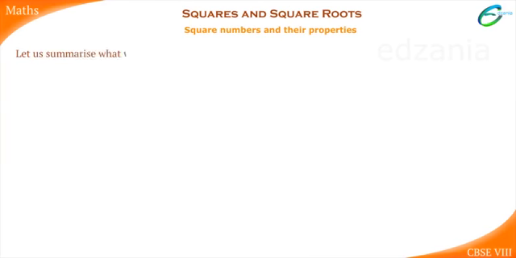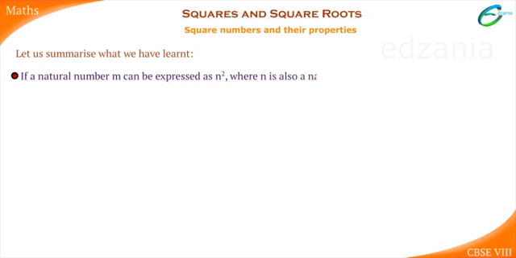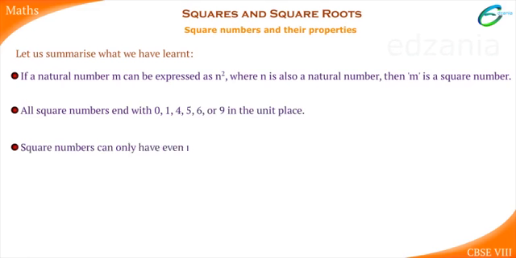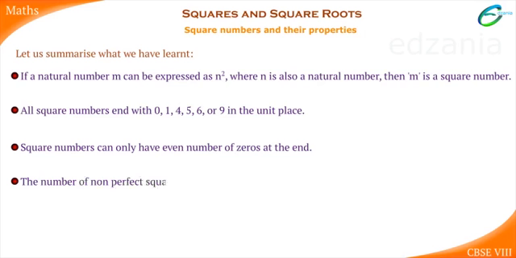Let us summarize what we have learned. If a natural number m can be expressed as n square, where n is also a natural number, then m is a square number. All square numbers end with 0, 1, 4, 5, 6, or 9 in the units place. Square numbers can only have an even number of zeros at the end. The number of non-perfect squares between two consecutive square numbers, n square and n plus 1 the whole square, is 2n.